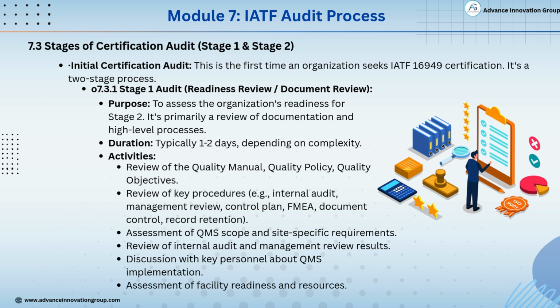Activities involved in Stage 1: reviewing the quality manual, quality policy, and quality objectives. Reviewing major procedures like internal audit, management review, control plan, FMEA, document control, and record retention. Checking the scope of the quality management system, QMS, and any site-specific requirements. Reviewing results of internal audits and management reviews. Talking with key team members about QMS implementation. Finally, assessing facility readiness and availability of necessary resources.